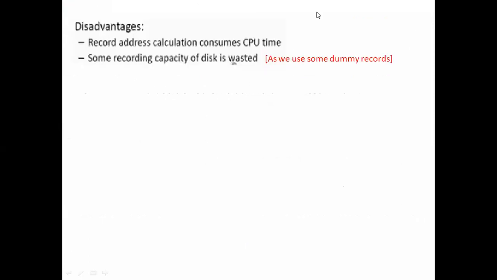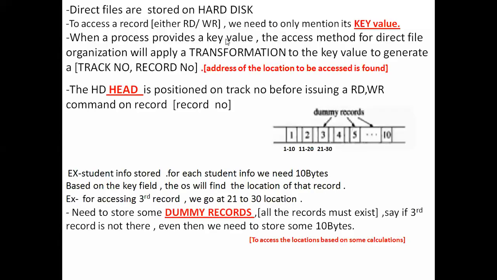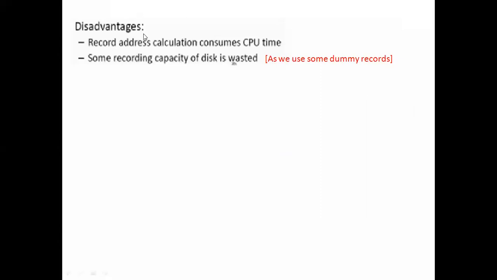The disadvantage here is that the record address calculation consumes more CPU time. Why is more CPU time involved here? Because the actual location of the record is calculated based upon the transformation function done on the key value, so that we can have the track number and record number. To perform the transformation function, the CPU will take some amount of time. Hence the record address calculation will consume some amount of CPU time.